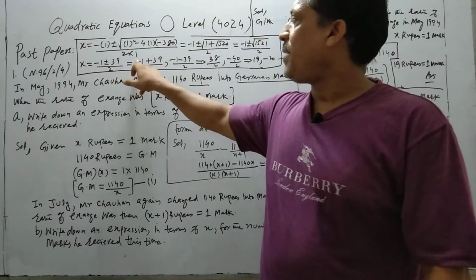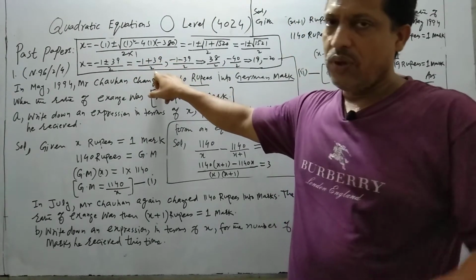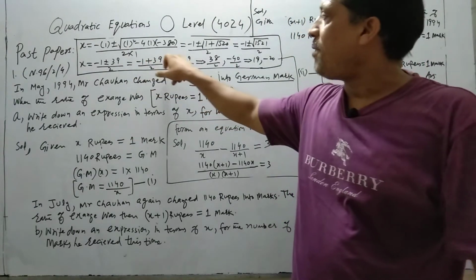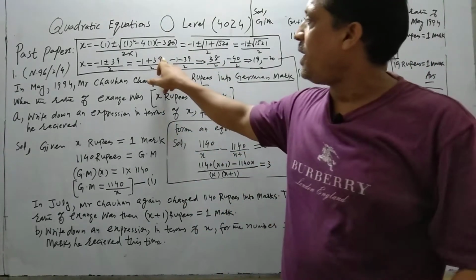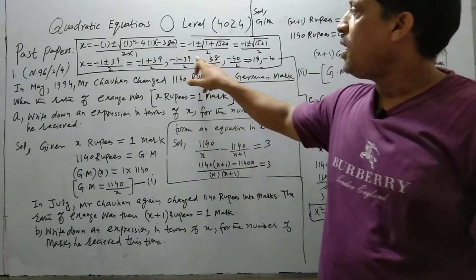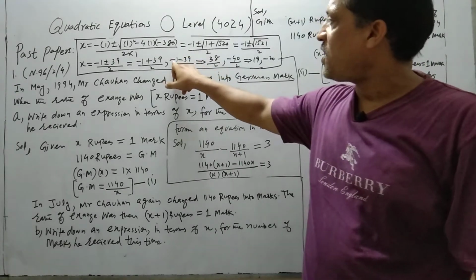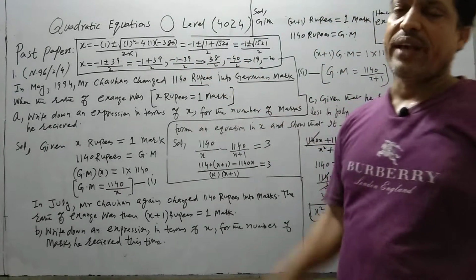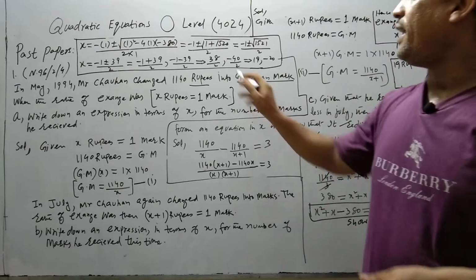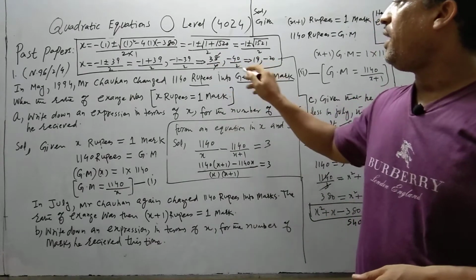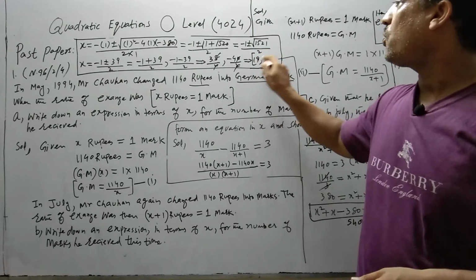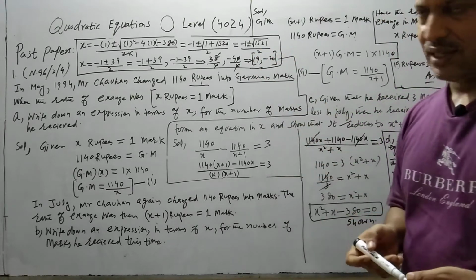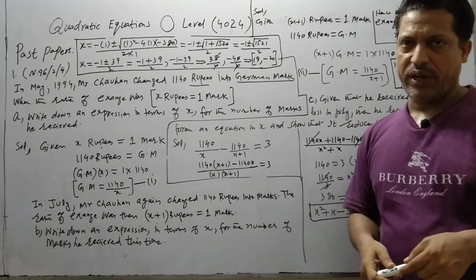This implies that minus 1 plus 39 upon 2 is one time plus, and minus 1 minus 39 upon 2 is one time minus. This implies that 39 minus 1 is 38 upon 2, and this one is minus 39 minus 1, which is minus 40 upon 2. If you cancel 38 upon 2, you will get 19. If you cancel minus 40 upon 2, you will get minus 20. So we have two values of x, 19 and minus 20.